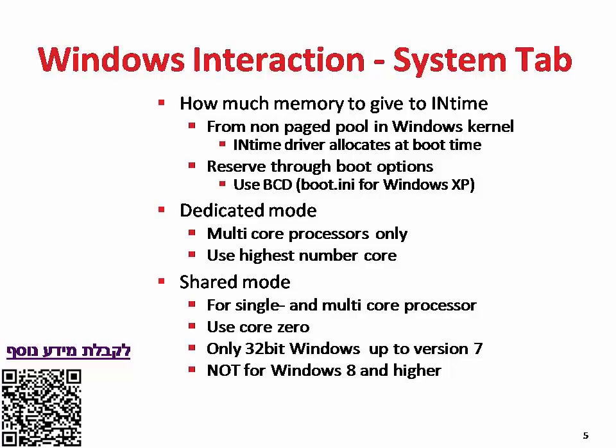With the introduction of multi-core processors, you now have a choice of how to use these cores. Dedicated mode gives the best possible determinism for Eantime at the cost of a complete core. Dedicated is the only mode for Windows 8 and higher. Shared mode is a compromise between performance and cost. It only is available for 32-bit versions of Windows up to version 7.